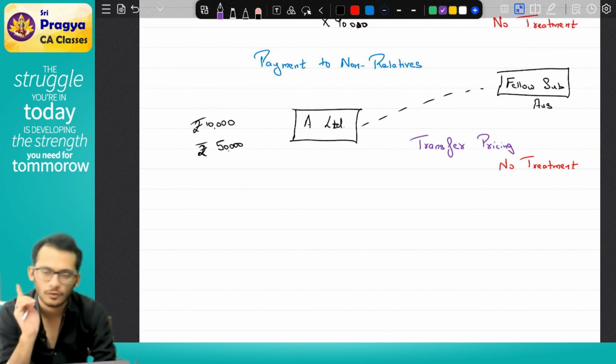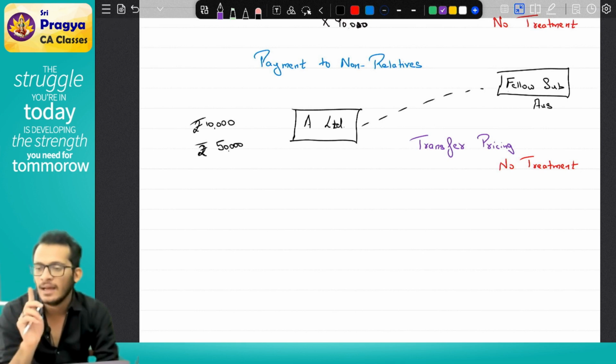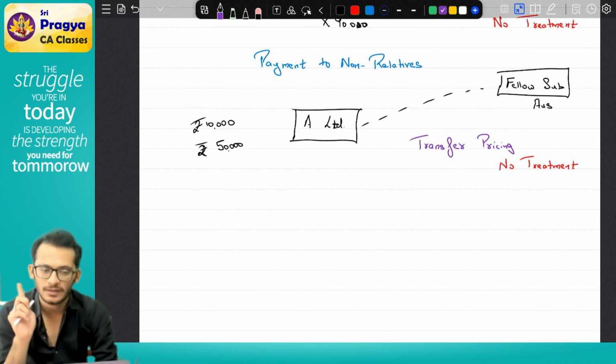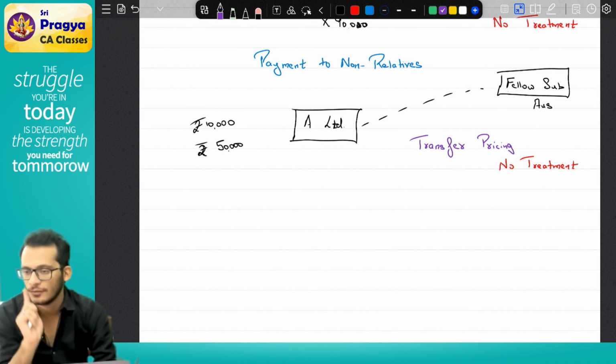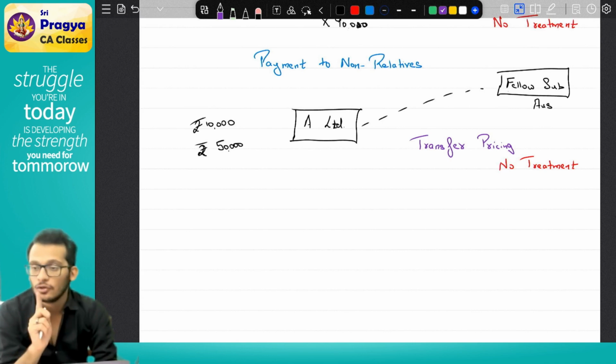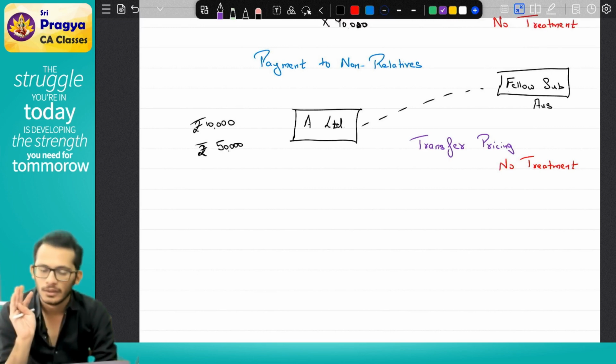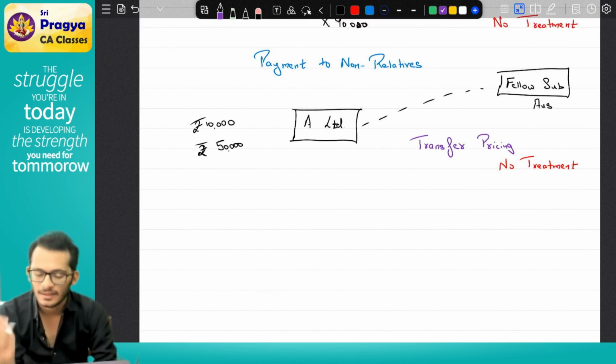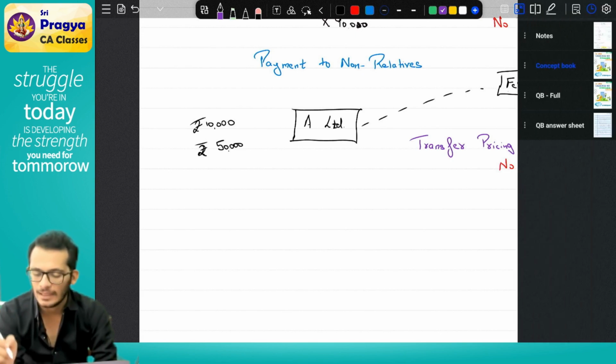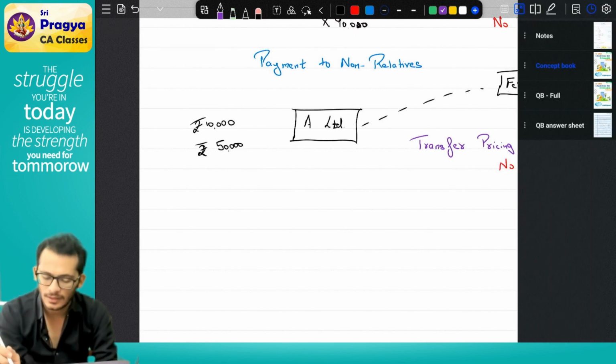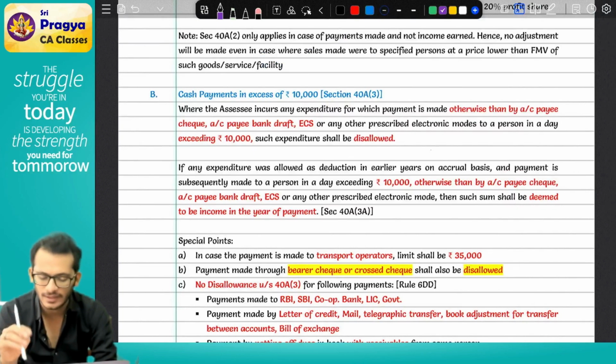The assessing officer has no power to make any disallowance. He will have to refer this to the transfer pricing officer. The transfer pricing officer will have to make the disallowance for him. Okay, can the assessing officer suo moto make a disallowance, Rahul? No, he cannot make a suo moto disallowance. Clear? Yes, we will discuss this when we go to the chapter on transfer pricing, when we do international taxation.